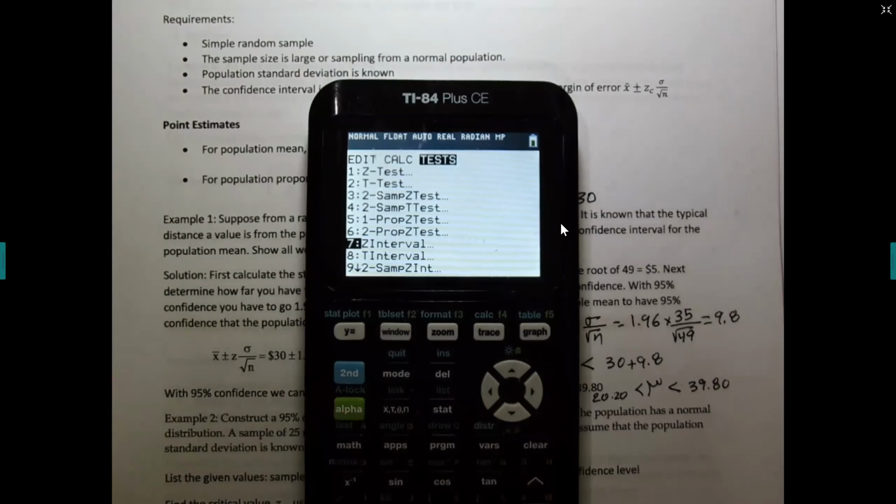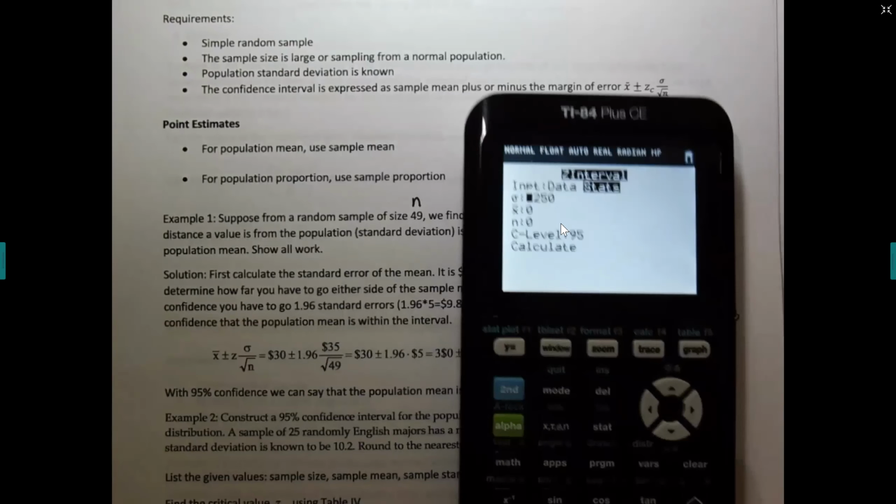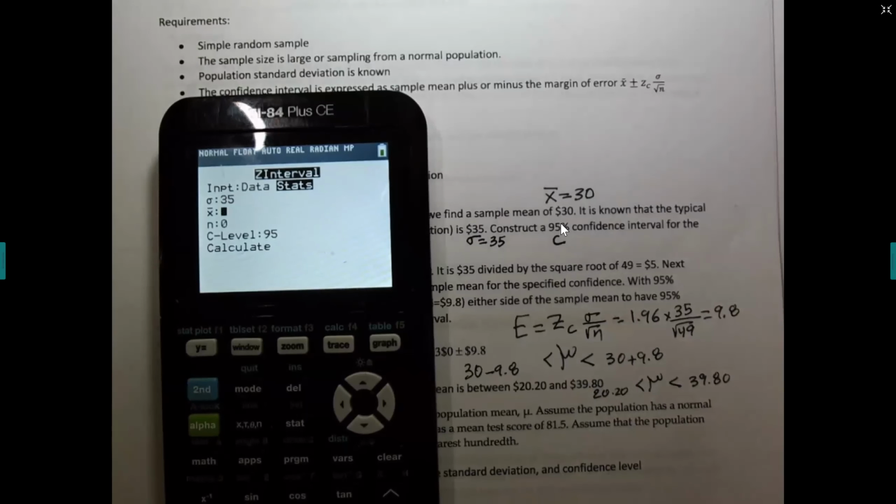Watch. Enter. Okay. Input. If he gives you raw data, you use data, but he didn't give me that. He did give me a summary. Most of the time it's a summary, so it's stats. Okay, guys. Sigma. What was sigma in the exercise? 35. You agree? I'm just going to go slow with this. X bar, 30. You need to know how to input the values, guys. That's why it's very important that you understand how to read the question and know what's given and what's not given to you. 49.